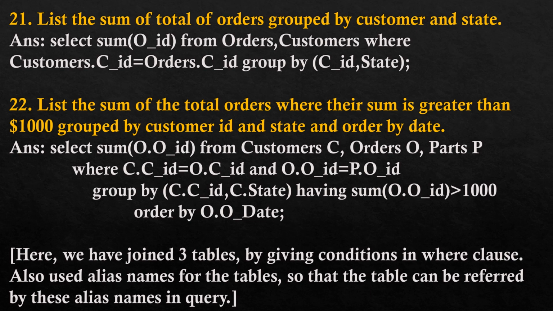Having sum of O.OID greater than 1000. One more condition is there, that their sum is greater than 1000. So you have to give that condition with the having clause. Now again it has to be ordered by date. So you have to write order by O.date. O is the alias name for the table orders. So you can see here we have joined three tables by giving conditions in the where clause, and also we have used alias names for the tables so that the tables can be referred to by these small alias names in the query.